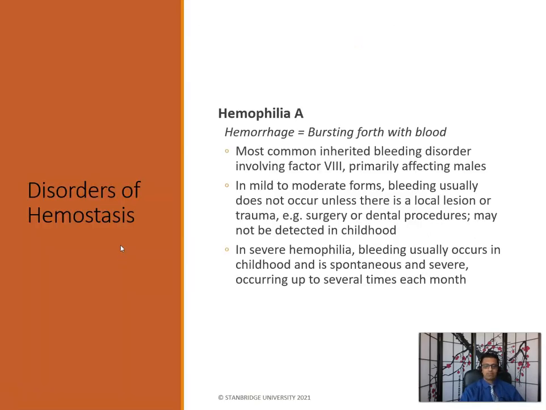Okay. Now, another thing that we would have to take into consideration is hemophilia. Hemophilia A: hemorrhage, bursting forth with blood. So a hemophiliac would be someone that you'd have to be very careful with. It's the most common inherited bleeding disorder, involving factor VIII, primarily affecting males. In mild to moderate forms, bleeding usually does not occur unless there's a local lesion or trauma, for example surgery or dental procedures, and may not be detected in childhood. In severe hemophilia, bleeding usually occurs in childhood and is spontaneous and severe, occurring up to several times each month.